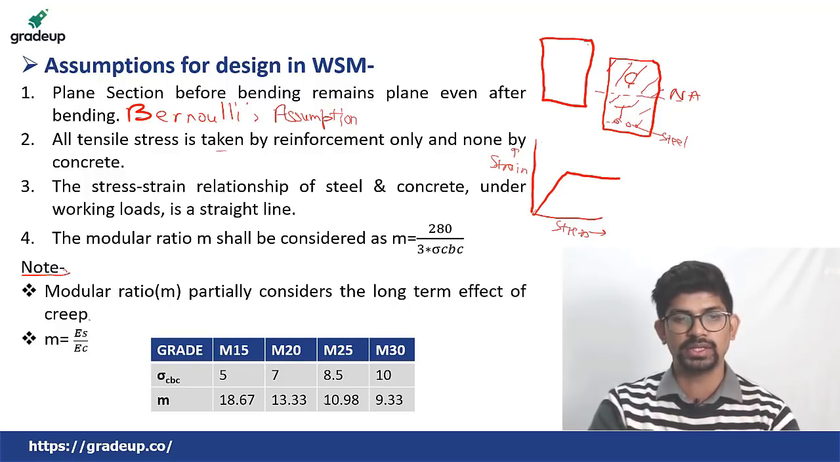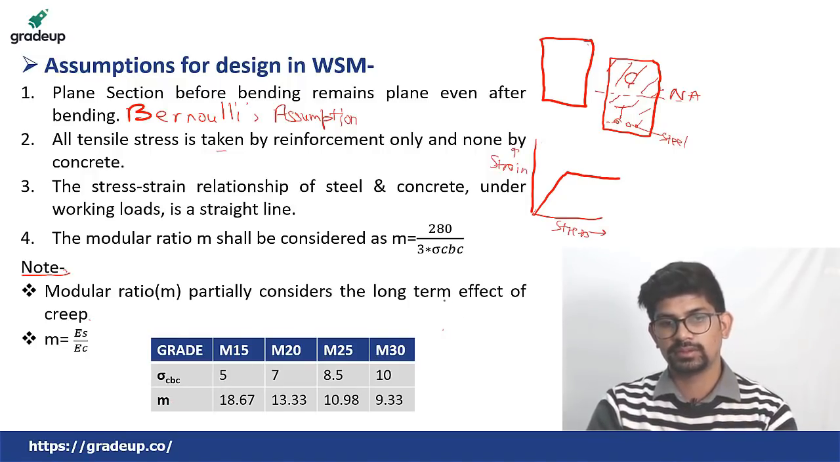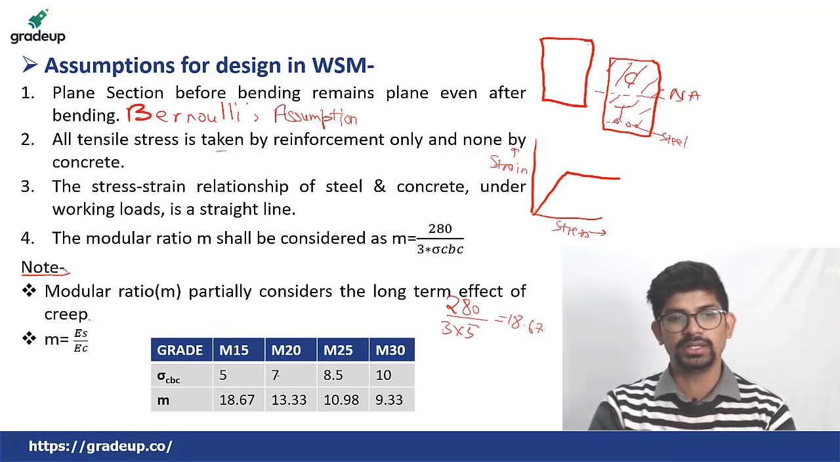Now there's a table given over here, it gives the relation between the different grades of concrete for sigma CBC and m. For M15 grade, the sigma CBC value is 5 and the modular ratio will be 280 by 3 into 5, which comes out to be 18.67. Similarly, for M20 grade concrete, the sigma CBC value is 7 and m value is 13.33. For M25, it is 8.5 and m is 10.98. And for M30 grade concrete, the sigma CBC value is 10 and m is 9.33.